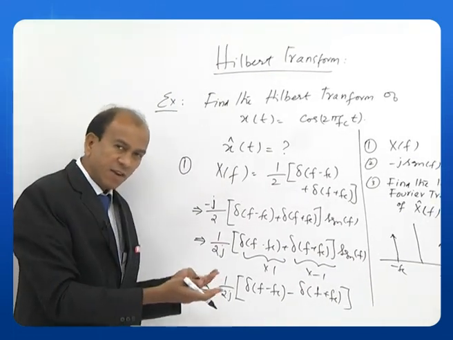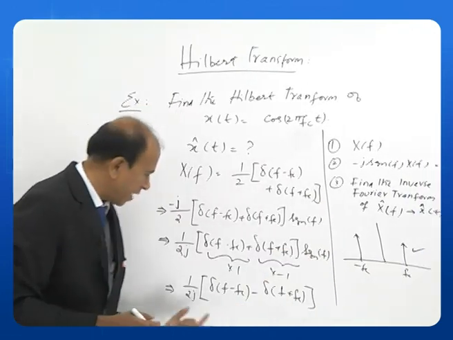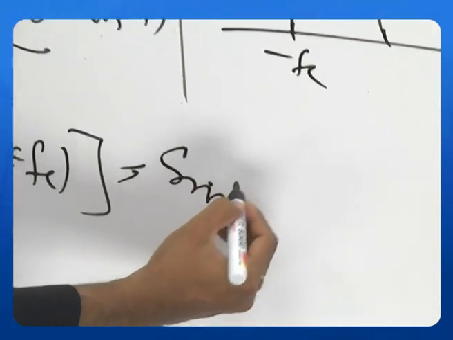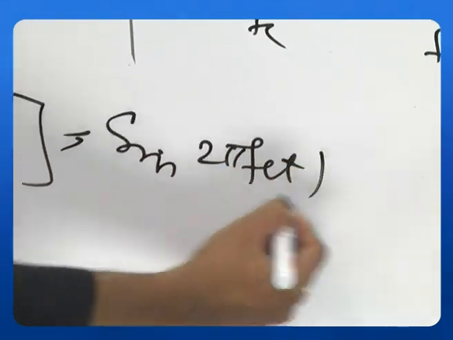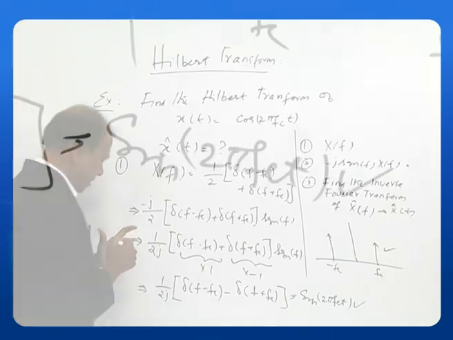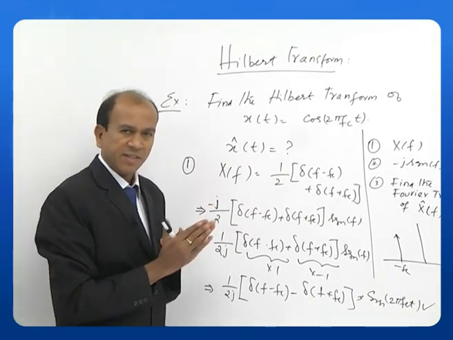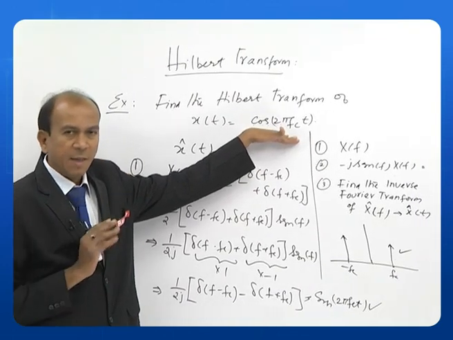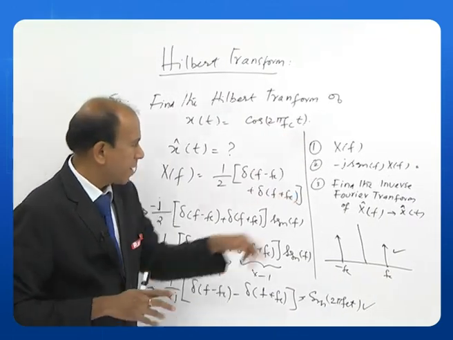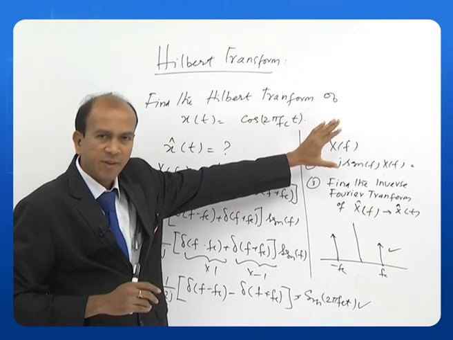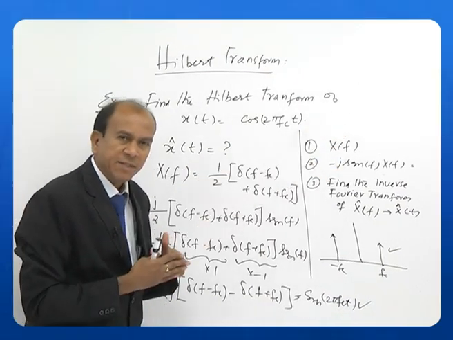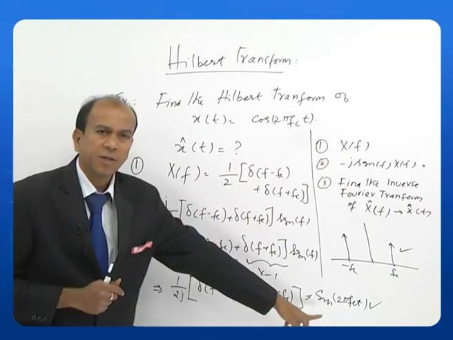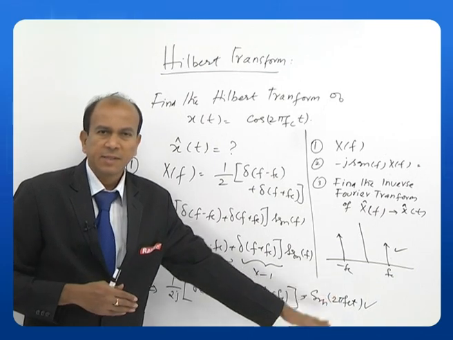Now, when I take the inverse Fourier transform, that is this step, it is a famous result, this is nothing but equal to sine 2 pi fct. Let us revise this a little. We have cos 2 pi fct as the given signal. Then we identify three steps in solving this. First, calculate the Fourier transform of x of t, then multiply by minus j signum of f times x of f, then take the inverse transform. When I do all this, I get sine 2 pi fct. So, this is the answer.